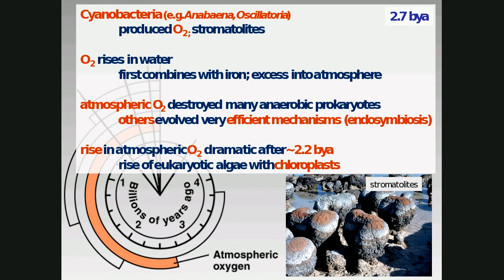But after a while, the oxygen is going to saturate the ocean, and after that's done, it's going to begin to diffuse into the atmosphere. Right? It's going to begin to move from the water up into the atmosphere. Now, for some anaerobic prokaryotes, that was their death knell. That was the end. Many anaerobic prokaryotes cannot live in the presence of oxygen. There's still some around today that are that way.